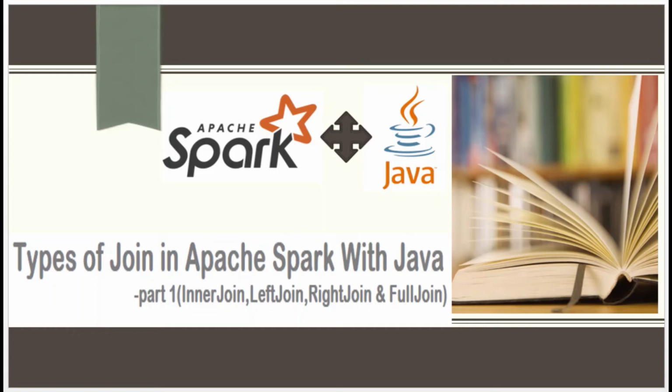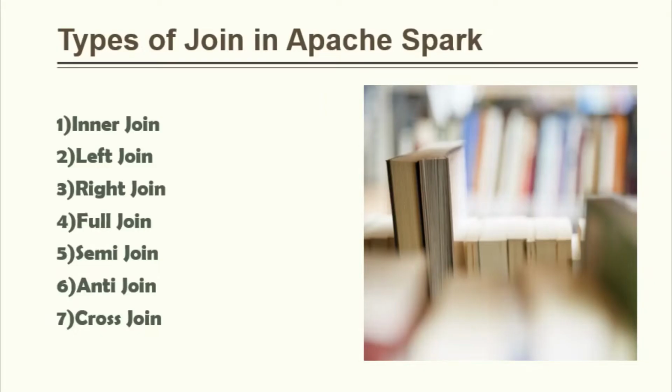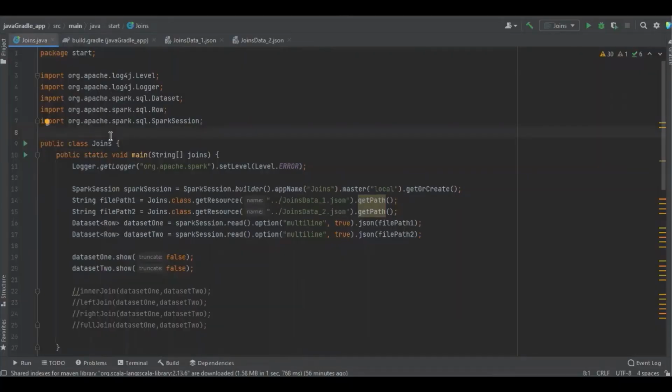Hello programmers, in this video we're going to discuss the types of joins in Apache Spark with Java. There are 7 types of joins available in Apache Spark, and the types are InnerJoin, LeftJoin, RightJoin, FullJoin, SemiJoin, AntiJoin and CrossJoin.